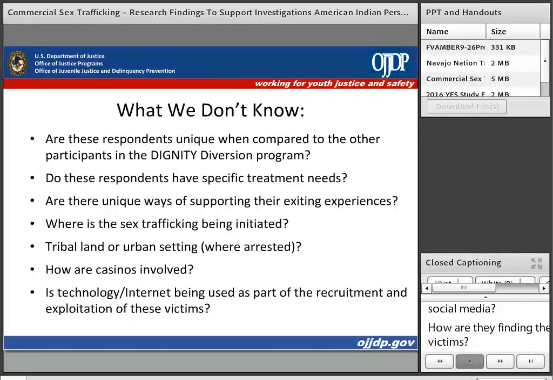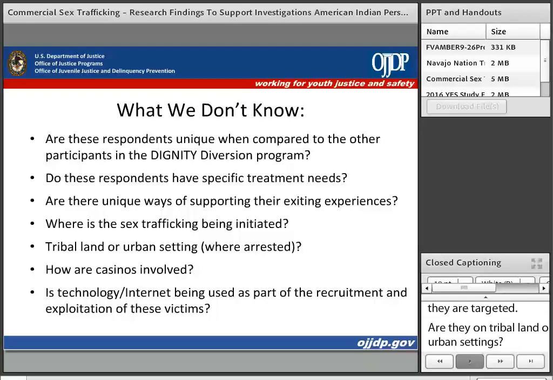Are they using technology and social media? How are they finding the victims? We do know how they're being trafficked here. We know that they're on the street and on the internet and being used in multiple ways of sex selling, but we don't know how it's initiated. So where should that prevention be targeted?